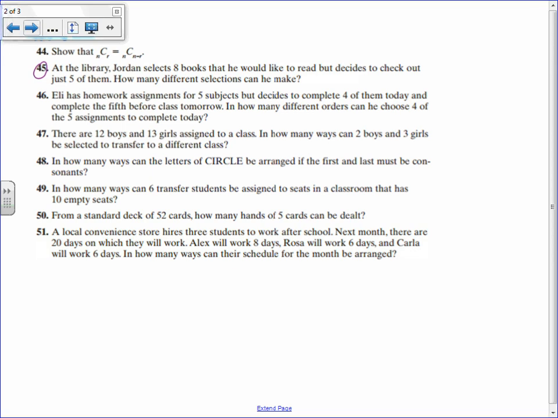Okay, so this isn't just, you actually have to figure out if you're doing a permutation or a combination. It says, at the library, Jordan selects 8 books that he would like to read, but he decides to check out just 5 of them. How many different selections can he make?